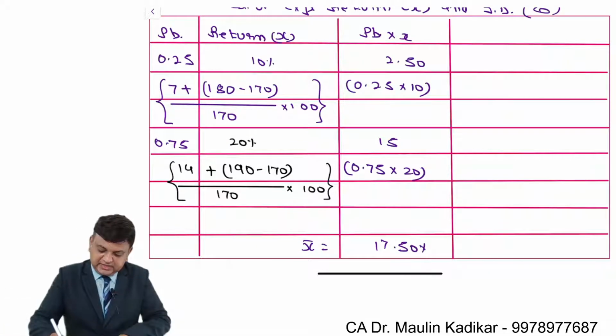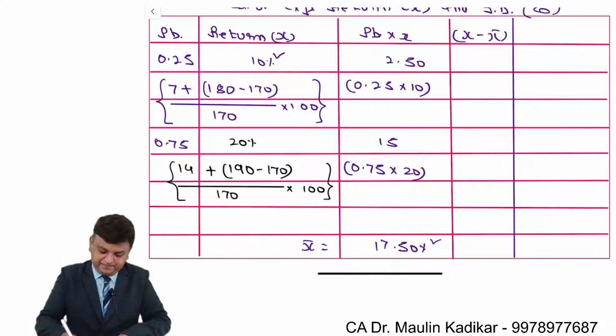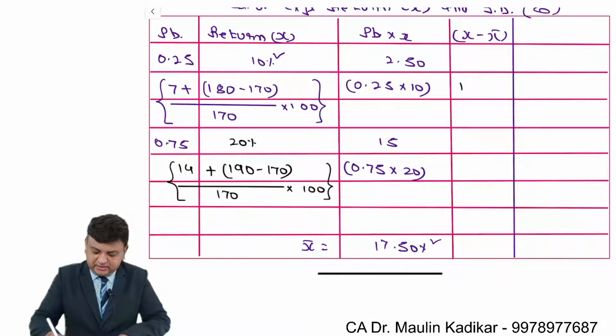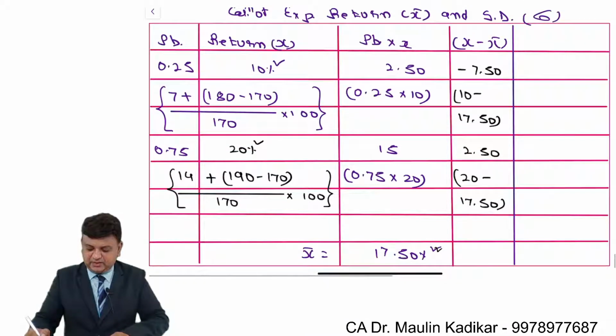Okay. Next is X minus X bar. Let us see how to make the calculation of the same. X minus X bar is 10 minus 17.5. So over here it is 10 minus 17.5. So it is negative 7.5. 20 minus 17.5, that is 2.5. That is what we understand is the X minus X bar.